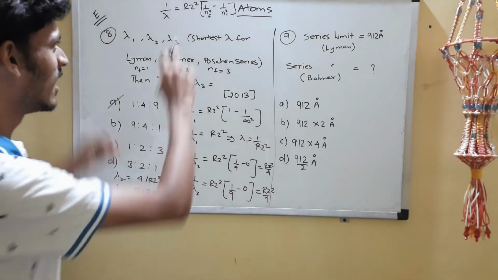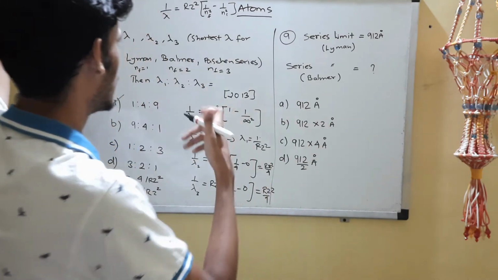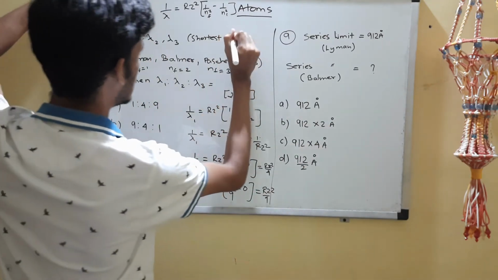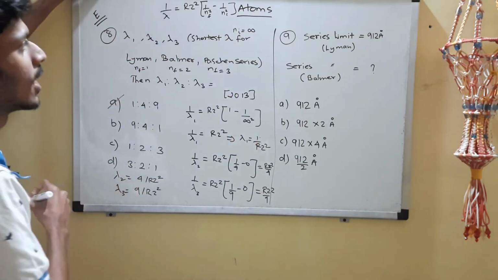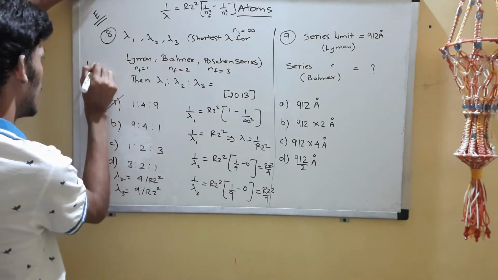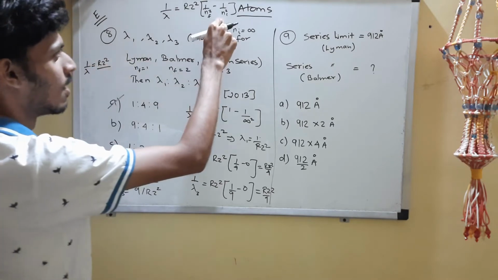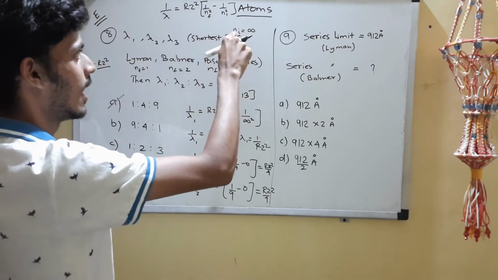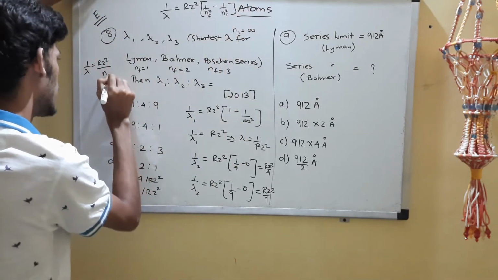Or basically you can see it from here. The shortest wavelength, we are saying it's the largest energy transition. So by this we mean that n initial is infinity. Initially it's starting from infinity in a way. So 1 by lambda is rz square upon, this term basically becomes 0, since n initial is infinity. So the only thing we are left with is n final square.